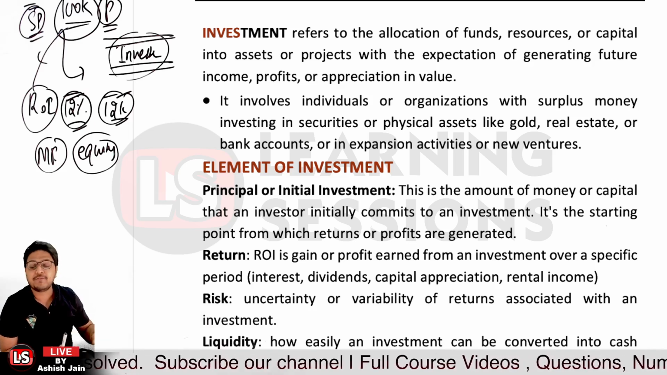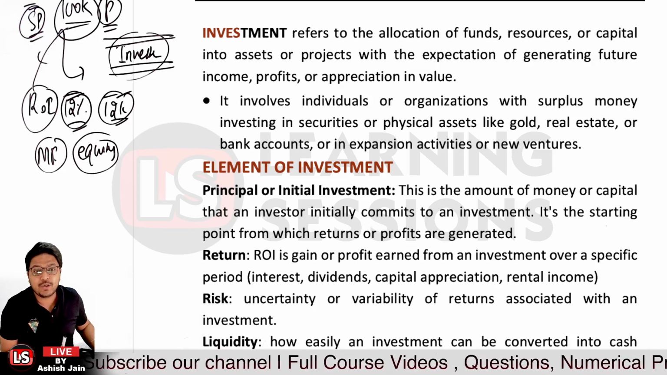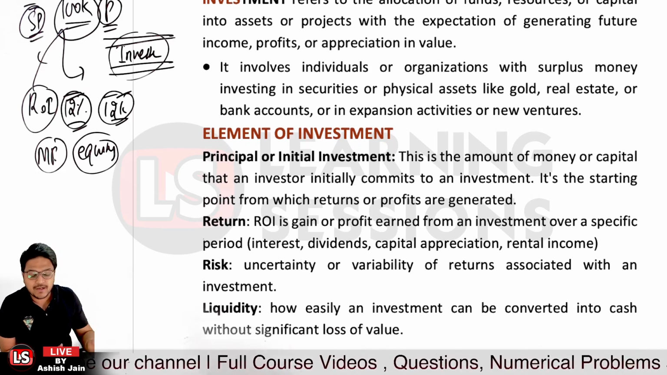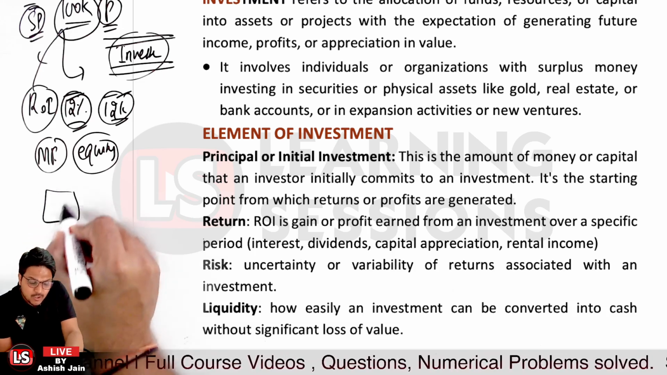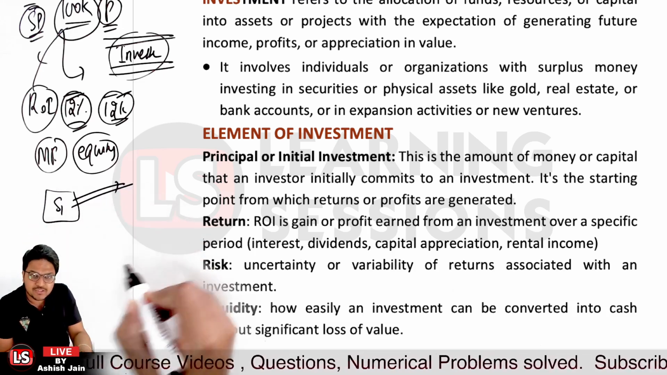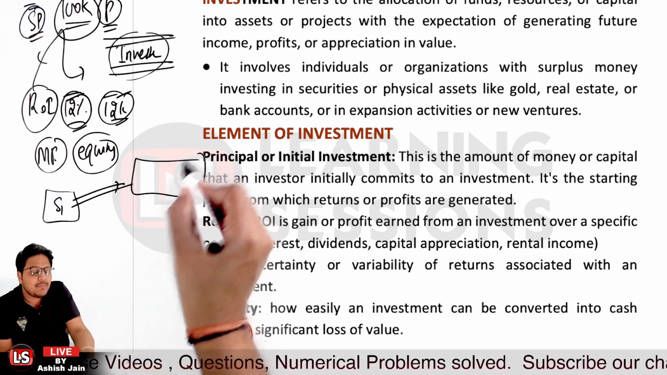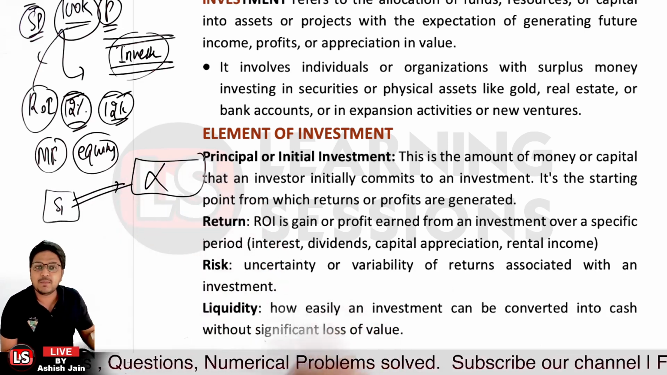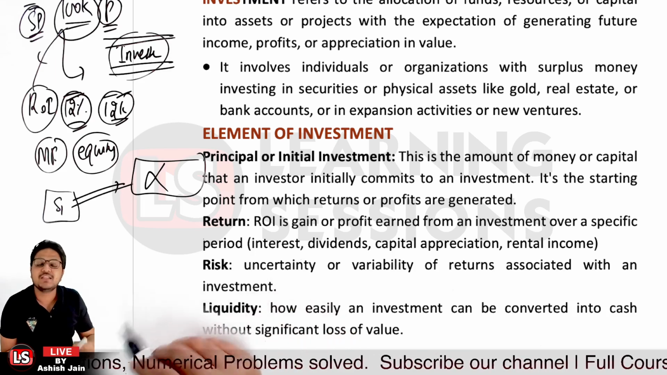And after that, the different element is related to liquidity. That's the fourth element. Now what do you mean by liquidity? Let's say I'm having a security and I go to the market to sell it, but I'm not able to sell this particular security. It means the investment is illiquid.